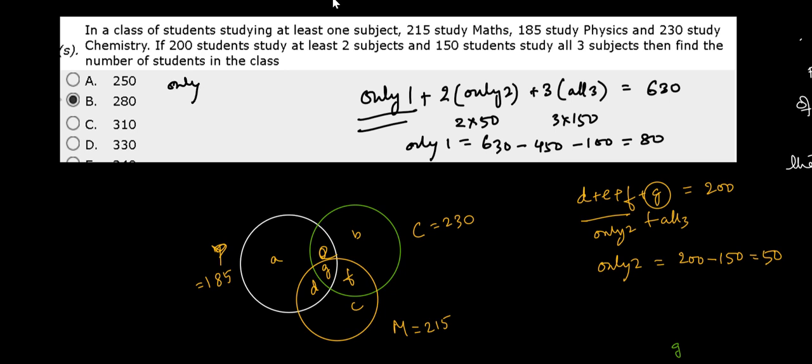And only 1 plus only 2 plus all 3 will be the total universal set, because no one is there who doesn't study any subject. So only 1 is 80 plus only 2 is 50 plus all 3 is 150 is equal to total. Clear?